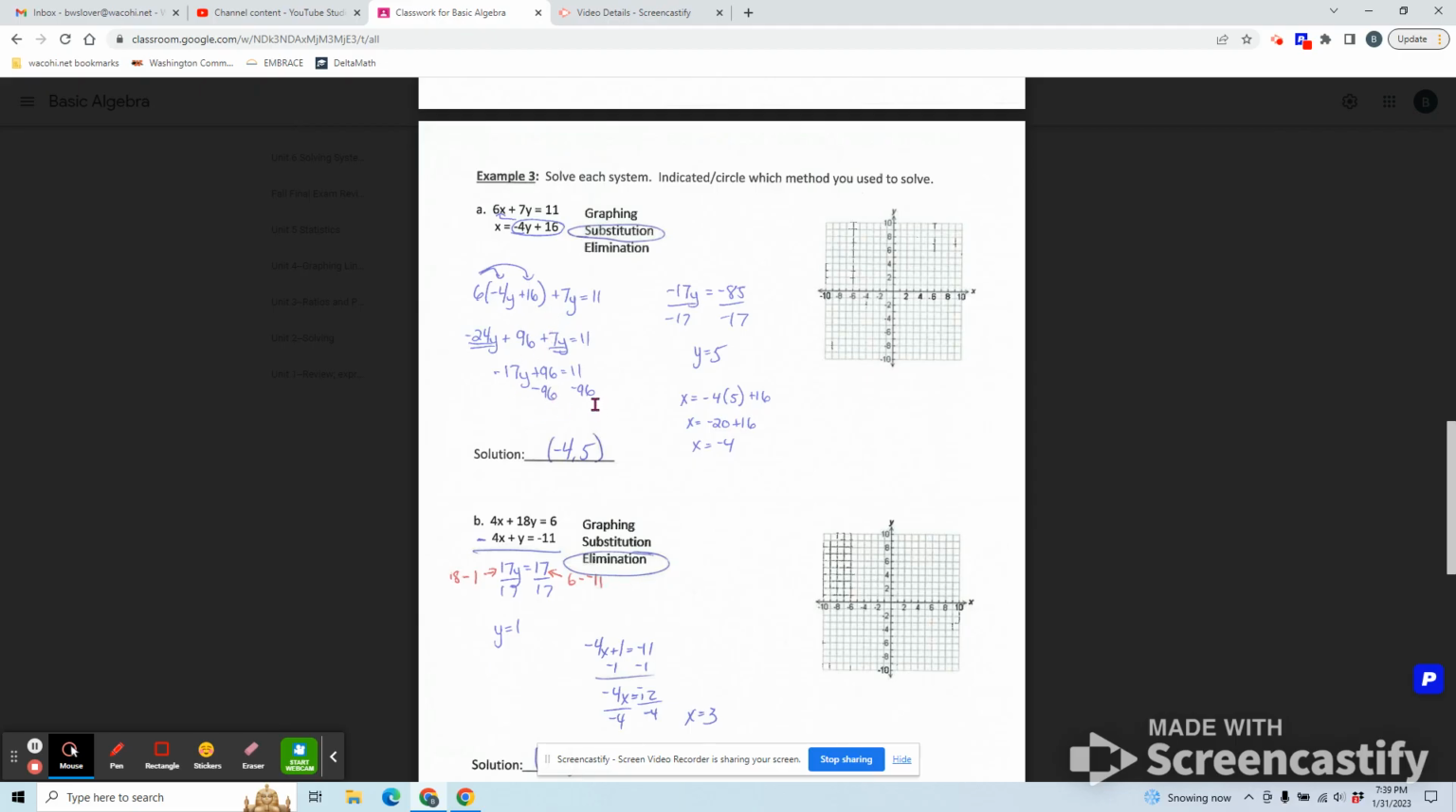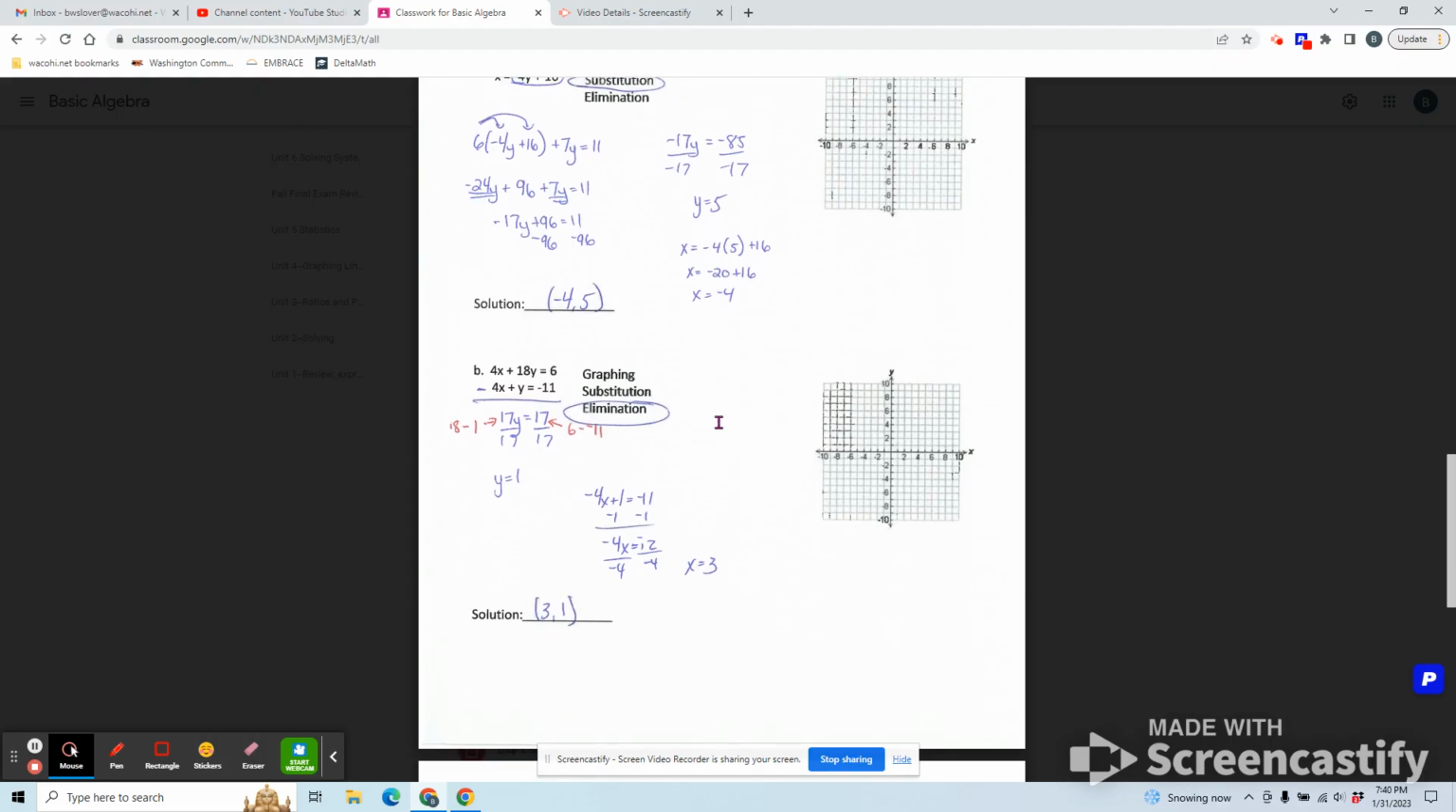And then I subtract 96 and divide by -17. And then letter B, I'm choosing elimination, and I'm going to subtract going down. The numbers in red are my work for how I got the 17 and the 17.